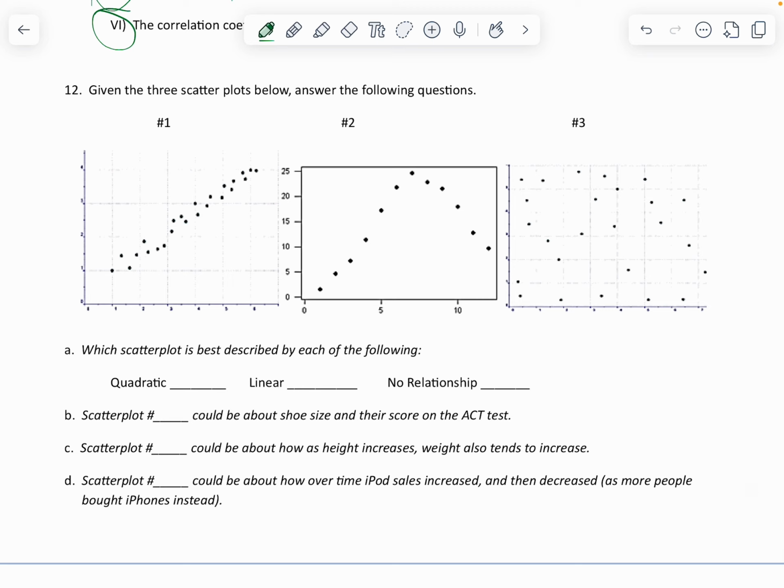Okay, which scatter plot best describes the following? A quadratic. Oh, I think that's 2. Linear, I'm going to say that's 1. No relationship, 3. Because look, line.